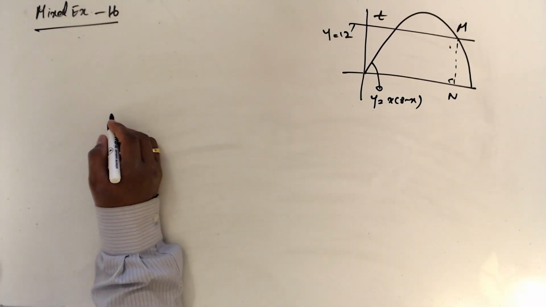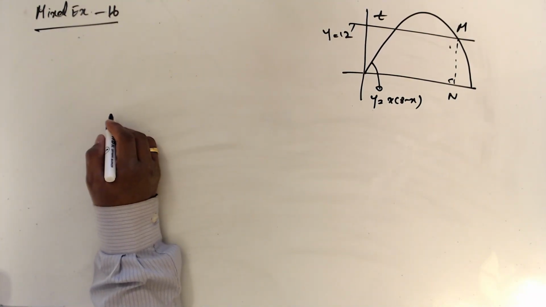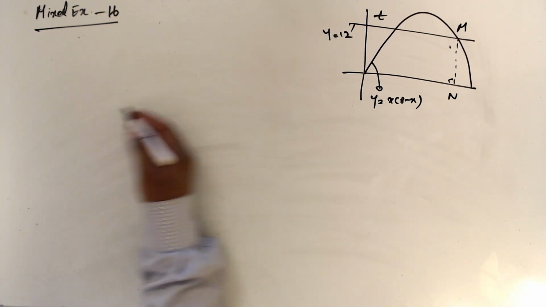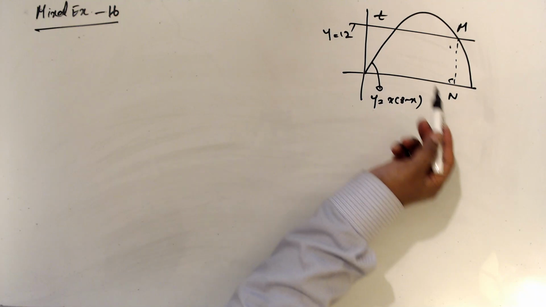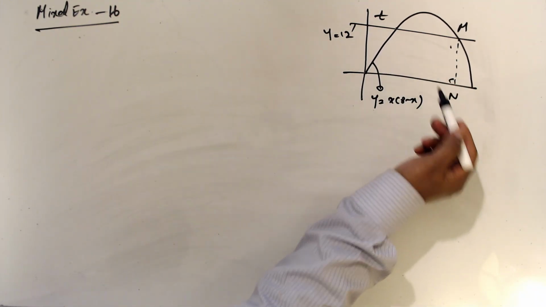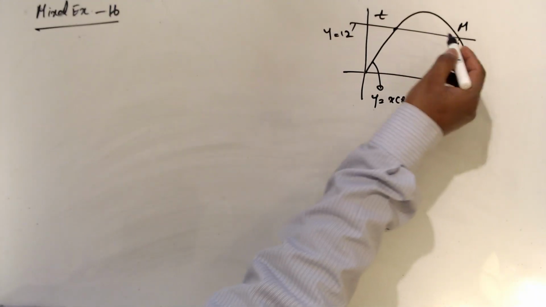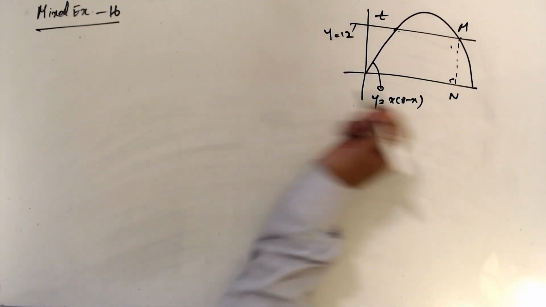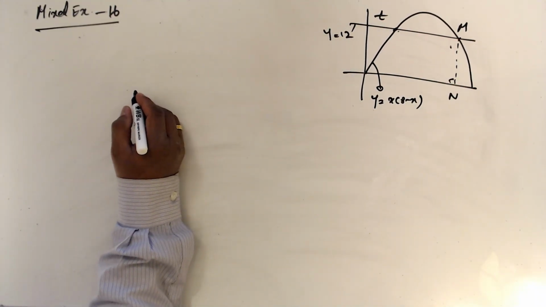Next, exercise 16. First of all, this is the y equals L line. This is T and M. So we need to find the coordinates of those 2 points. Then we have to solve those 2 equations. So that is the first thing.